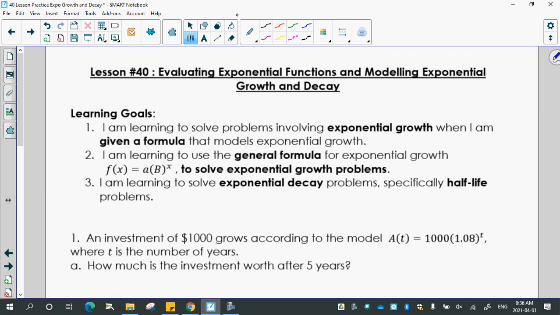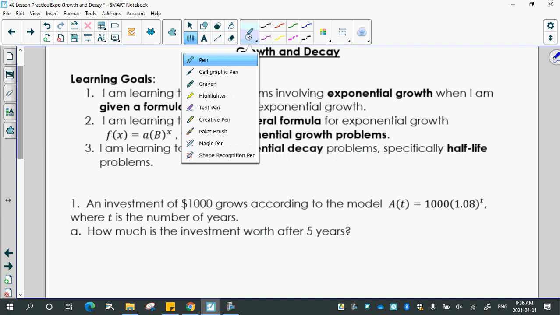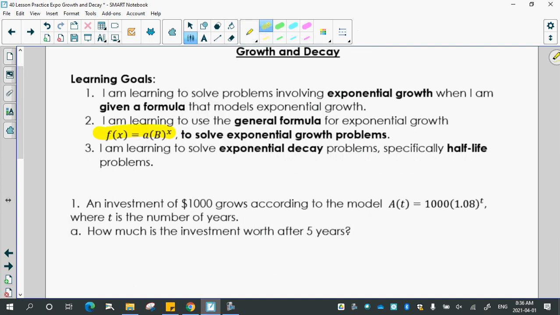So we're going to evaluate exponential functions and modeling exponential growth and decay. So we're learning to solve problems involving exponential growth when we're given a formula. We're also learning to use the general formula for exponential growth, super important. So there's our exponential growth formula we'll always be using to solve exponential growth problems. And we're learning to solve exponential decay problems, but we're just going to focus specifically on half-life problems. Okay?